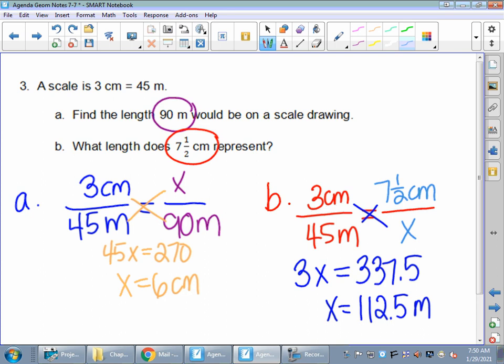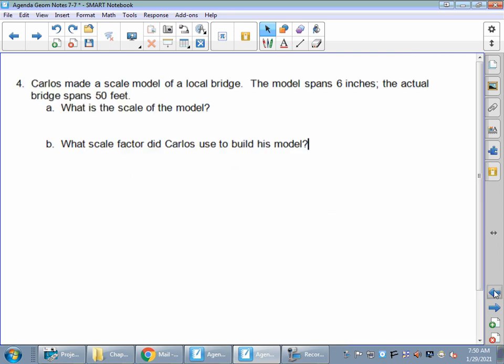So we're still using proportions. The scale factor is the new thing, and we'll do more practice with those as we go. This question right here, B, what scale factor? So there's another opportunity to practice that.